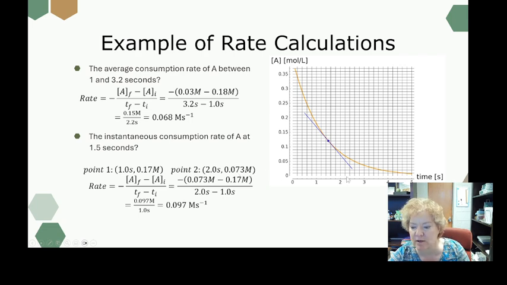So at 2 seconds, if I go up here, it's about 0.07, but it's a little bit above the line, so I said 0.073. So 0.073 minus 0.17, again, I use the negative sign because it's a consumption rate, to offset it and make sure it's positive. And then the second time is 2 seconds minus the first time of 1 second. I'd end up with 0.097 molarity per second.